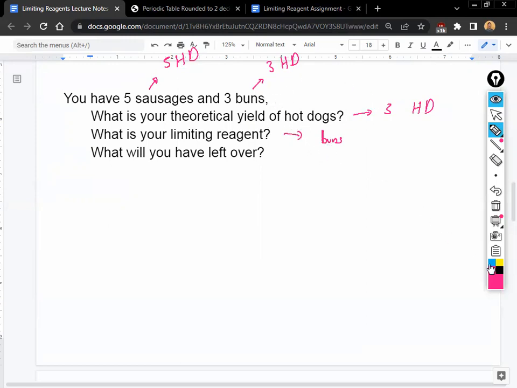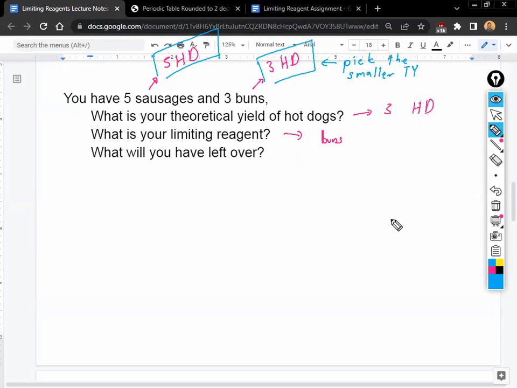Okay, so if you guys notice, there were 2 options. You could have made 5 or you could have made 3, depending on your starting materials. But we chose the smaller number because what happens is you're going to run out of one of the reactants. So make sure you guys write this down. You're always going to pick the smaller number, okay? So you're gonna pick the smaller number. I guess smaller theoretical yield.